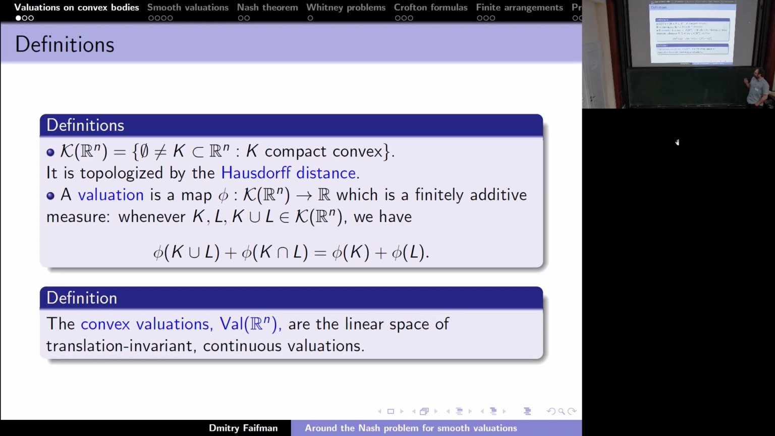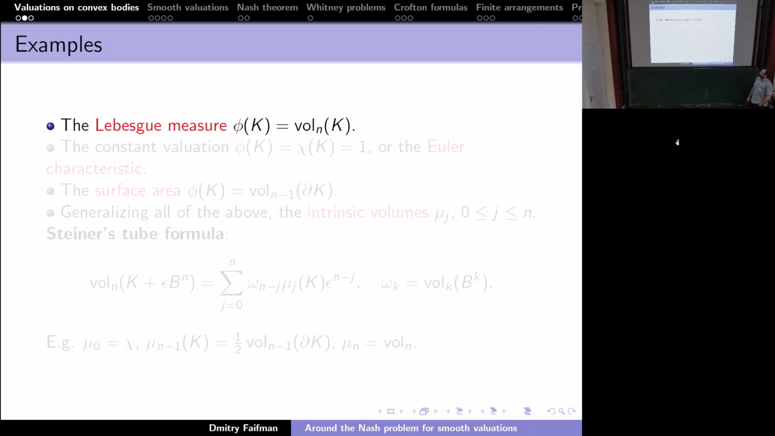Okay, and particularly we will restrict our attention to the continuous valuations, which are, in addition to being valuations, translation-invariant and continuous with respect to the Hausdorff distance. Here are some examples. The Lebesgue measure, of course, is a valuation. Also, the constant is a valuation. I will be calling it the Euler characteristic for a good reason, but of course the Euler characteristic of a convex body is the constant 1.